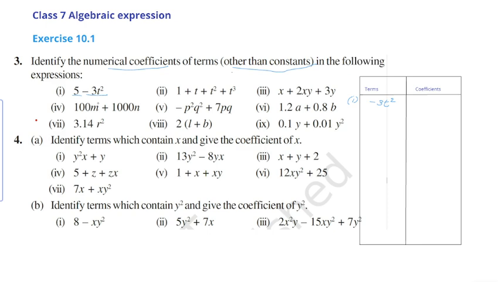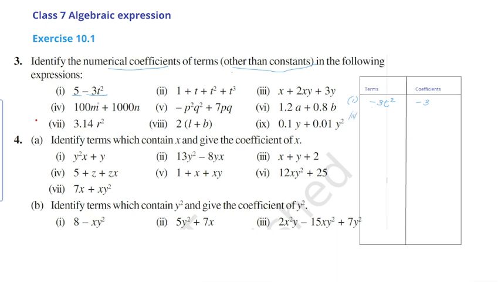So, what is the variable here? t square is the variable. And what is the numerical coefficient over here? Minus 3 is the numerical coefficient for the first question. Now, check the second question.